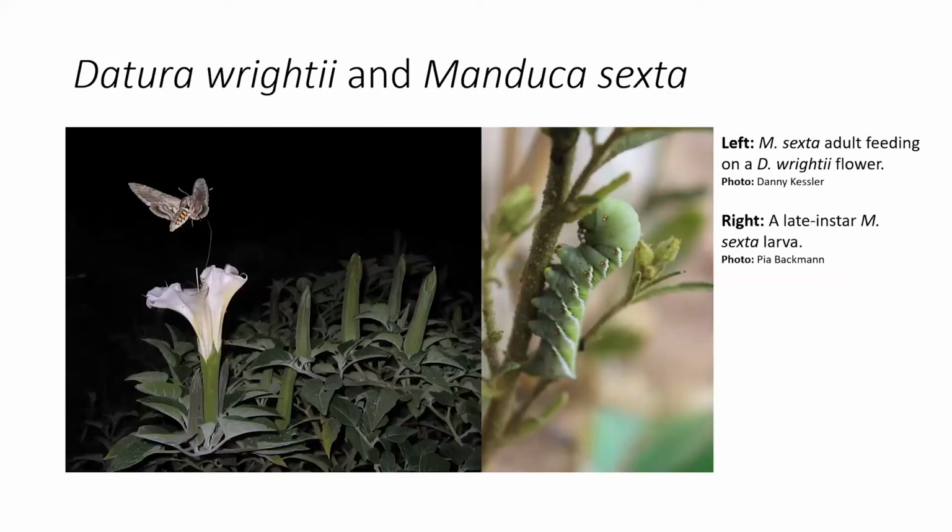The main insect that interacts with Datura wrightii is Manduca sexta. It is both the primary pollinator of the flowers as an adult, and the larvae are one of the most devastating herbivores that this plant can experience. If left to its own devices, a single caterpillar could defoliate an entire plant.